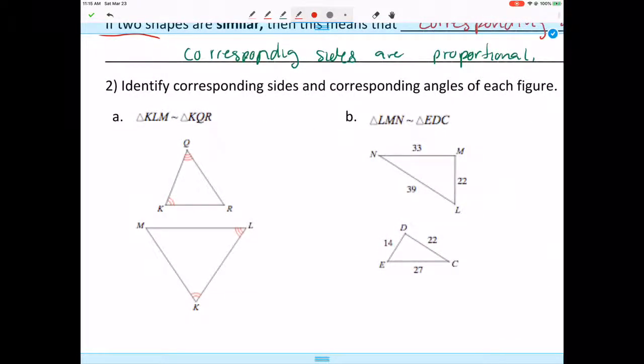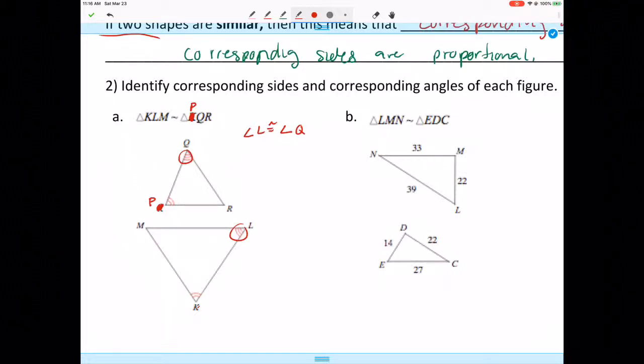All right, so identify corresponding sides and corresponding angles for each figure. All right, so here this is very similar to the one that's above us. Okay, so obviously if we're trying to find corresponding angles, well, just by looking at these, we would know that those are corresponding. So angle L and angle Q are corresponding, and they're actually congruent. Okay, so let's look at where these are, and then next I'm going to change this one to P. All right, I'm going to change it on here as well, so we don't have 2 K's.